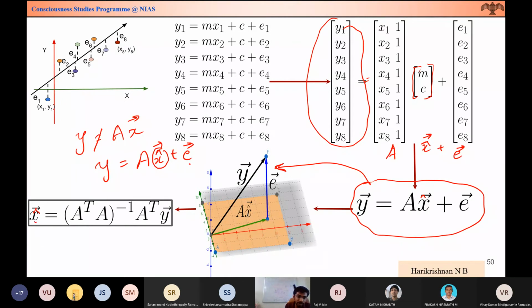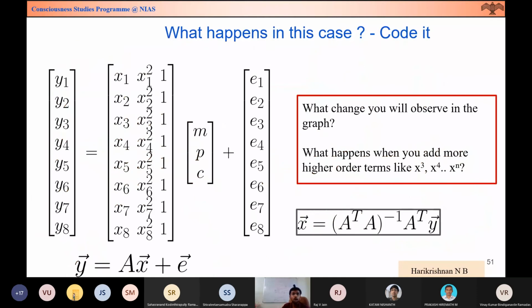So what is x cap? In this example, x cap is nothing but the slope and intercept. So basically what I'm trying to say is that I'm finding the best slope and intercept, so that the error between the points and the line is minimized. So an entire linear regression can be seen from this point of view. So this can be seen as a homework.